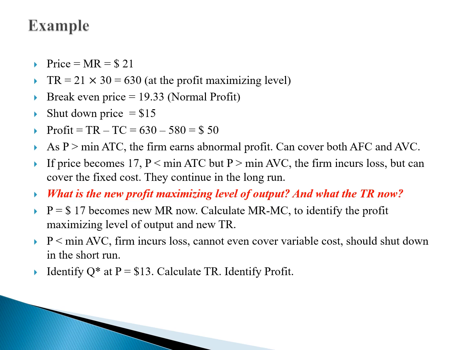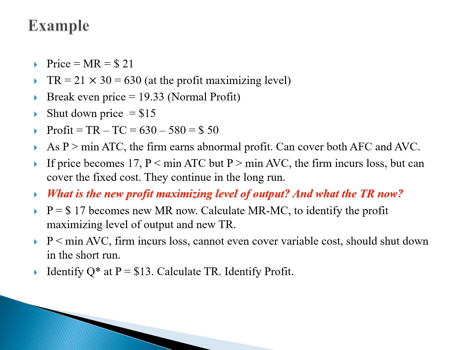But if the price becomes 17, so from 21, if it becomes 17, then the price is below the minimum ATC now, because minimum ATC is 19.33. So price is below minimum ATC, but it is above minimum AVC. In such a case, the firm is incurring some losses because it cannot cover its average total costs altogether, but can cover the variable cost, and they plan to continue in the long run to make up this loss.